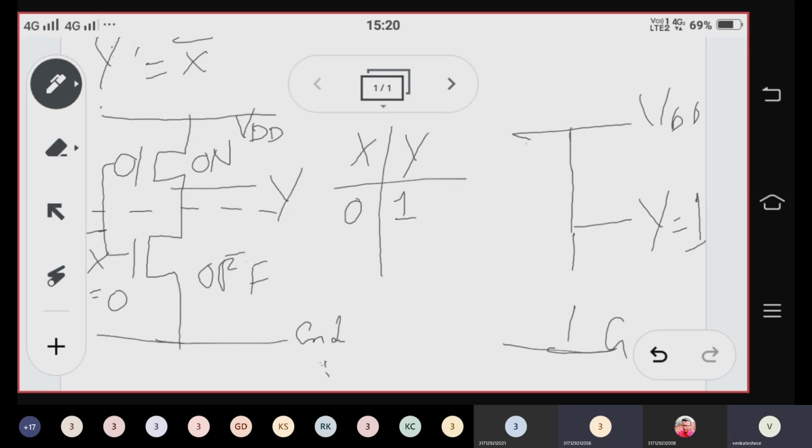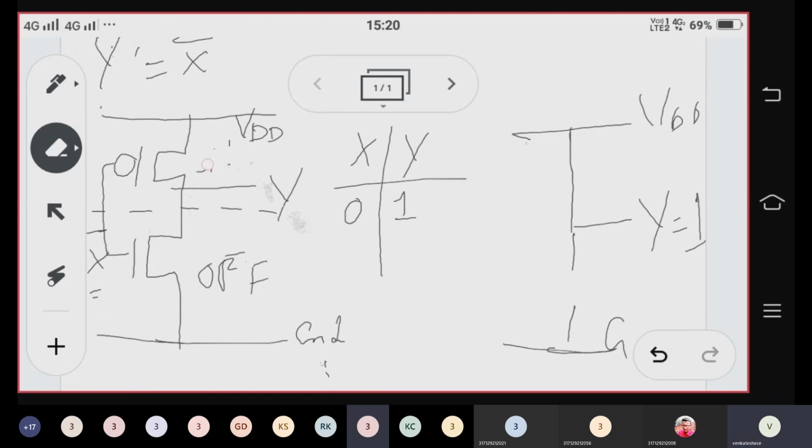Similarly, let us consider if I am giving x equal to 1, what happens? Now let us consider if I am giving x equal to 1.